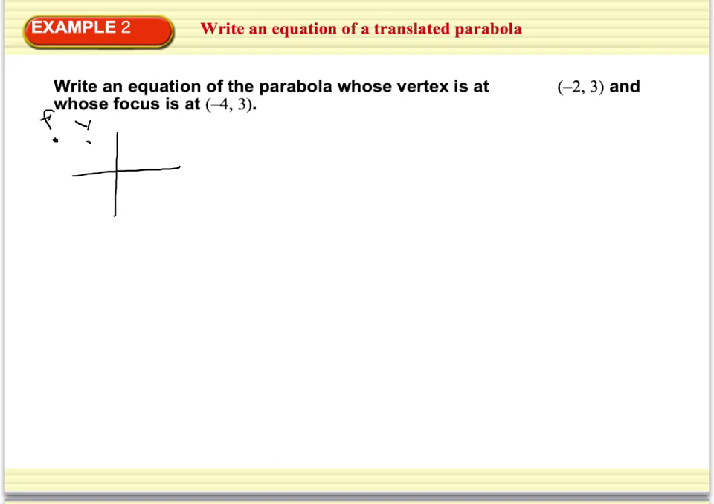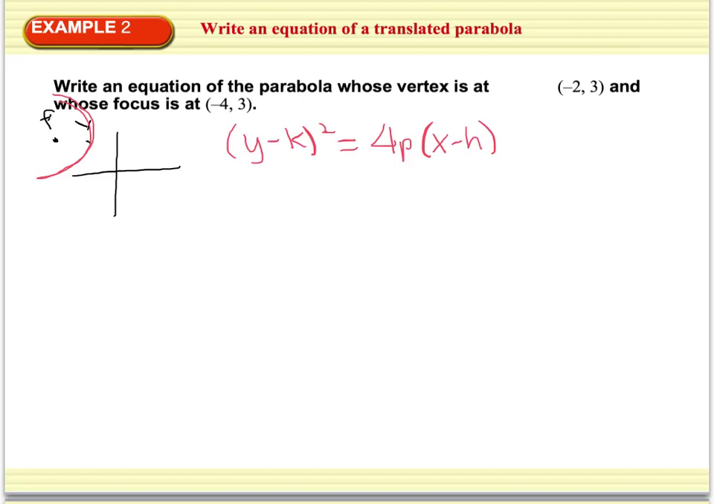I see that I'm going to have a parabola that faces, let's change colors here. Remember, the focus is inside of the parabola, so I'm going to have something that looks like this. So this just kind of gives me an idea as to which direction my parabola is going to be facing and which axis the axis of symmetry is going to lie on. This also tells me that I'm going to be dealing with the form y minus k, the quantity squared, is equal to 4p times the quantity of x minus h.